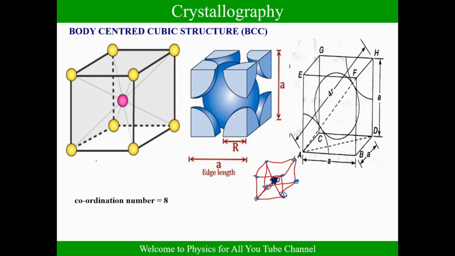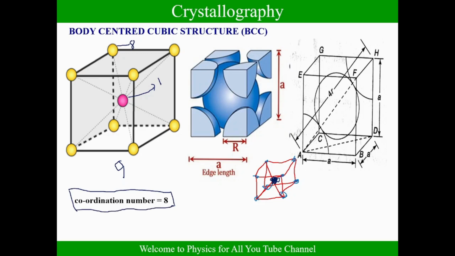Therefore in this unit cell there exist 8 corner atoms and 1 body centered atom. Therefore the total number of atoms in this unit cell is 9. Now in this body centered cubic structure, the central atom, which is known as the body centered atom, is nearer and equidistant to 8 other corner atoms. Therefore the coordination number for the body centered cubic structure is 8.